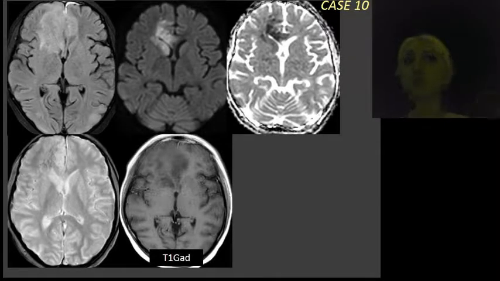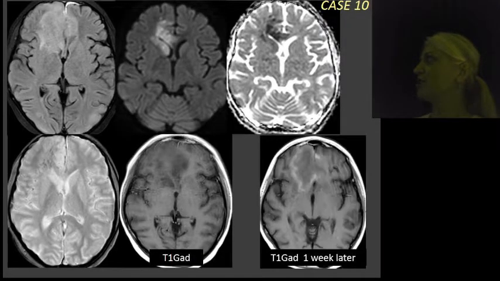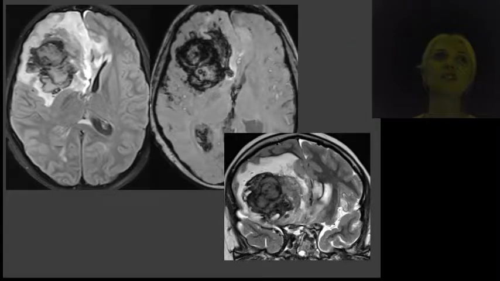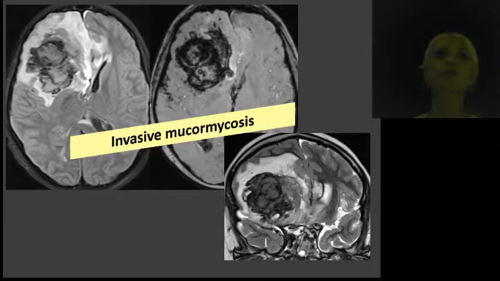Do you still think of an infection? Yes? Yeah? Infection, although not enhancing. This was 1 week later, it's starting to show some kind of enhancement, and this is 3 weeks later, it's starting to be very big and hemorrhagic. So this is fungal disease, definitely this was invasive mucormycosis.